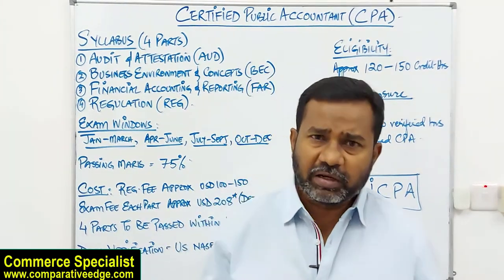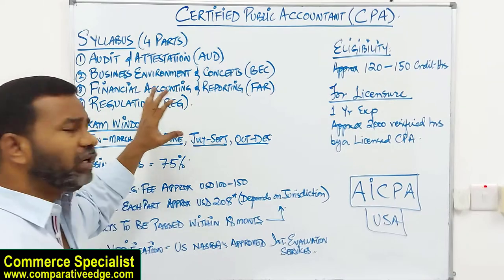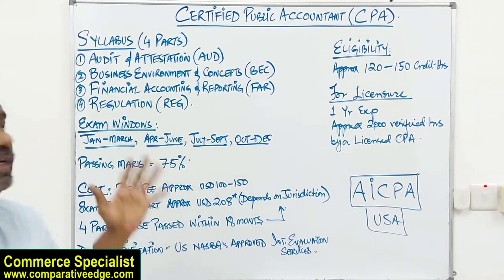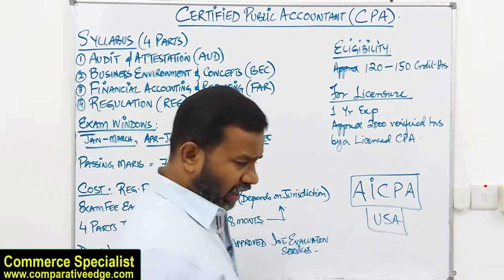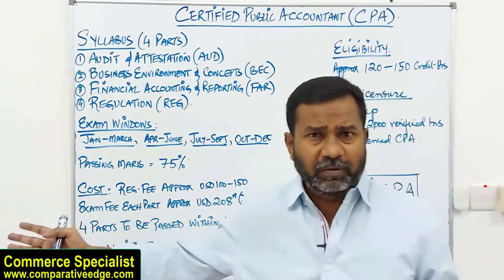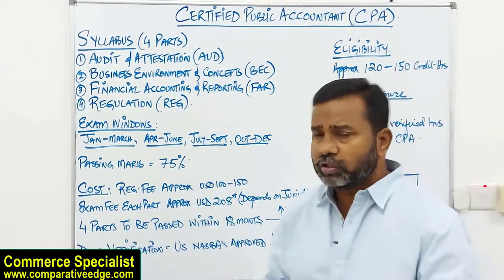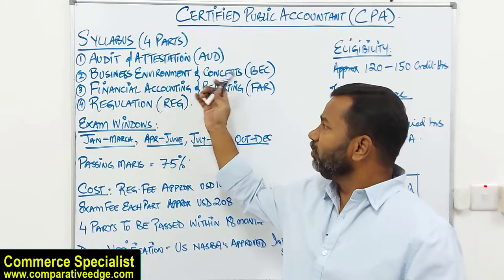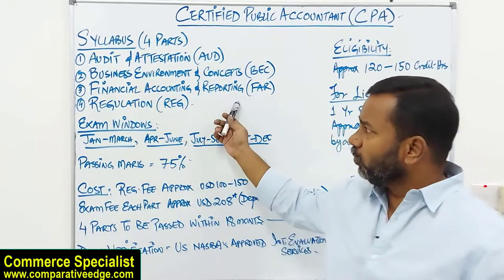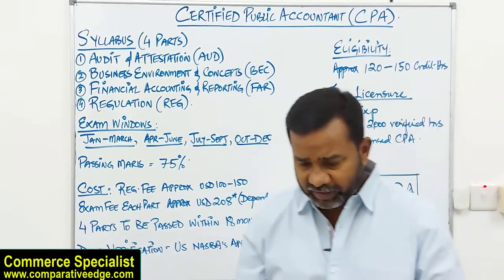Coming to the syllabus area, CPA consists of four different parts, or you can say four exams. You can give them in any order, by the way. The first one is audit and attestation. The other one is business environment and concepts, financial accounting and reporting, and the last one is regulation.